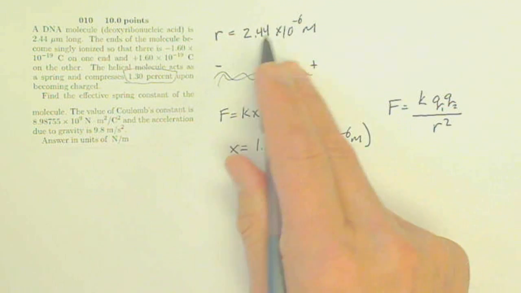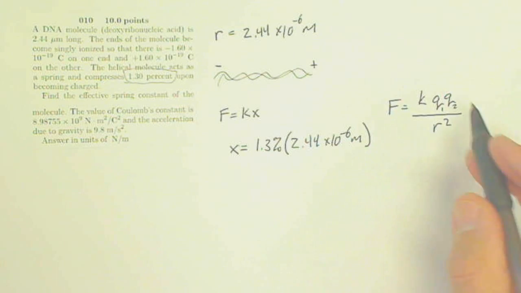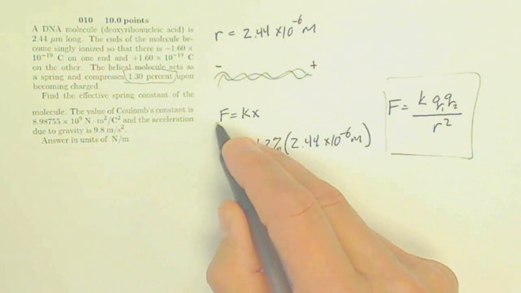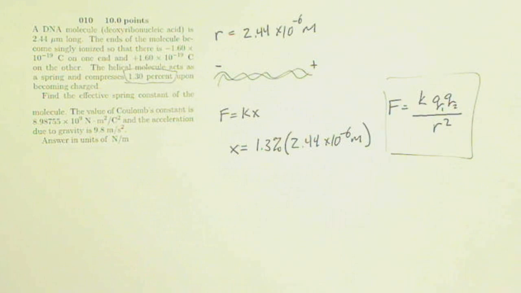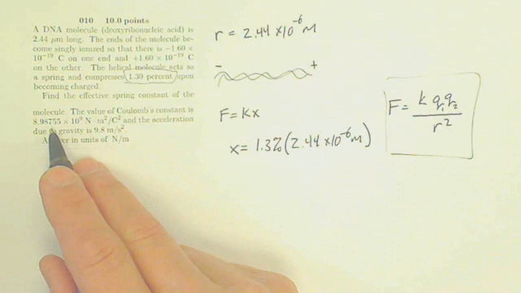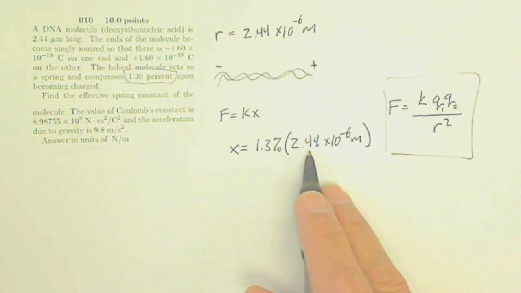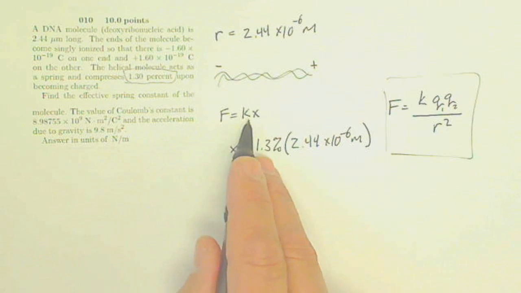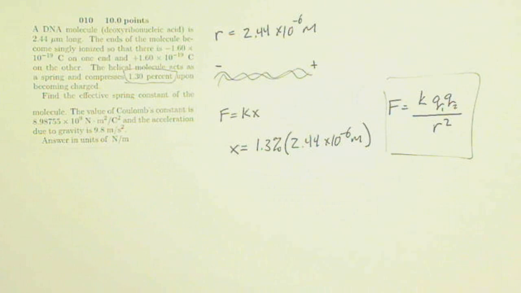So you could do some algebra to get rid of things, or just do it easier. Solve for this force, plug that force here, divide by your x, and you'll get the spring constant of the molecule. And if you're doing everything in terms of meters, and these are coulombs and such, you're going to wind up with a spring constant in newtons per meter, standard units.